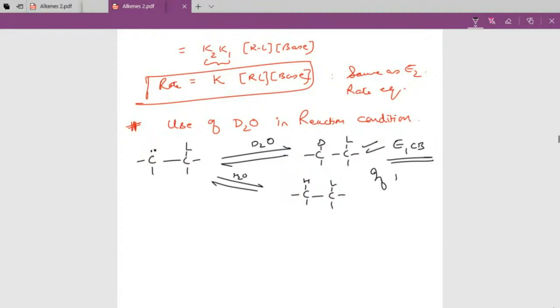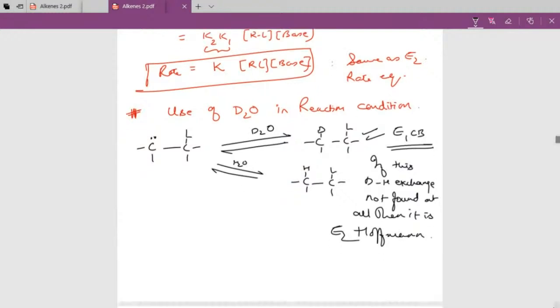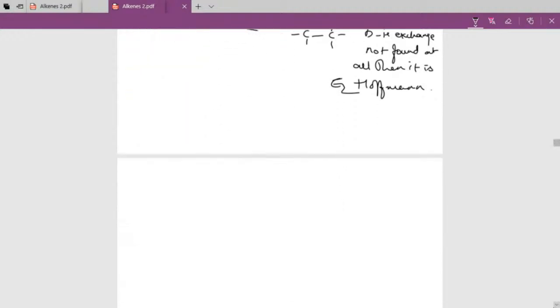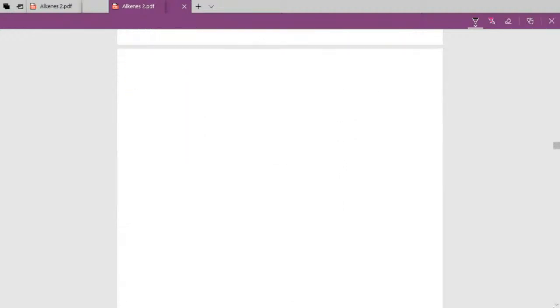If this D-H exchange is not found at all, then it is E2 Hoffman. That is how we conclude whether the reaction is E2 Hoffman or is E1CB. There are not many possibilities for a reaction to be E1CB. There are very rare possibilities because of first the acidity and second the removal of that particular group. So it is not common.